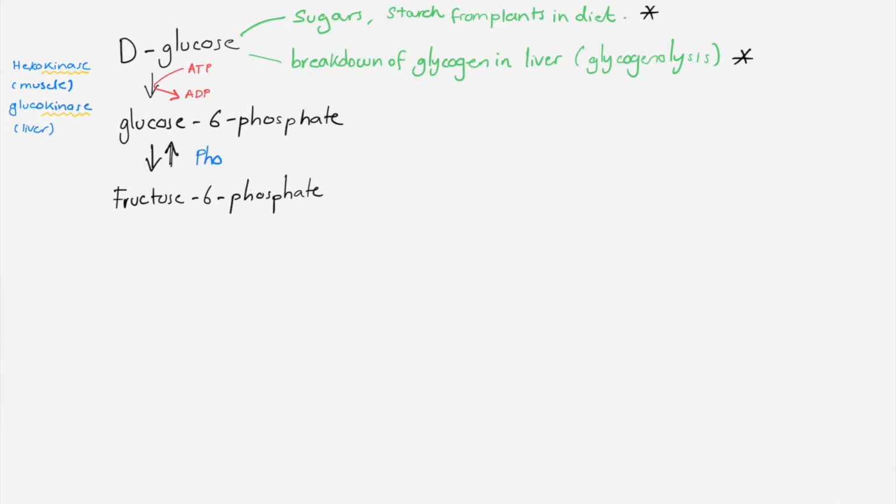Phosphohexose isomerase. Other textbooks say different things, by the way, for different enzymes, but they actually mean the same thing. So it doesn't really matter what enzyme name you use. If you use my enzyme names, I don't think you will lose marks on that. It's the exact same thing.